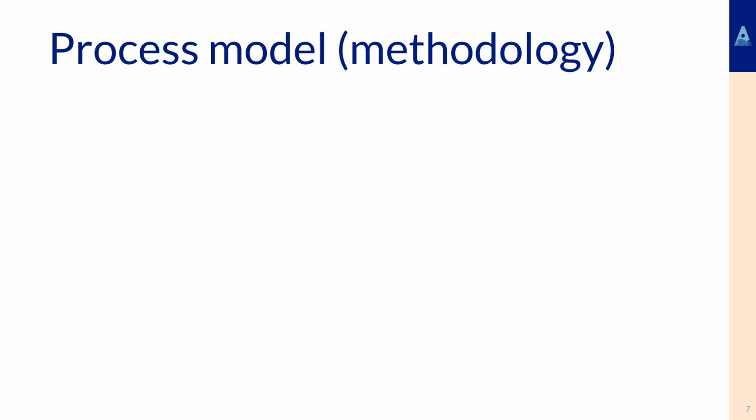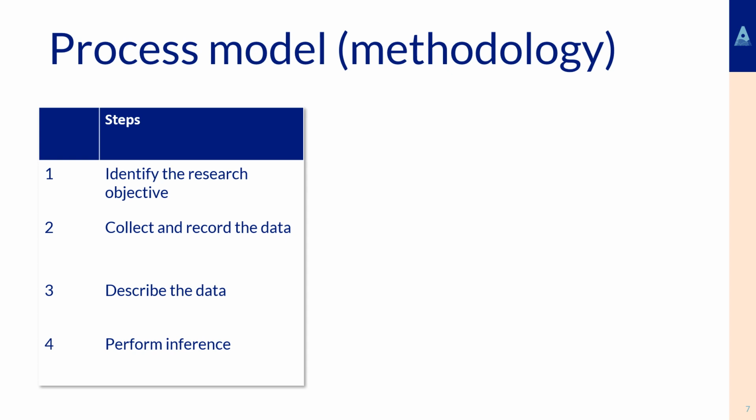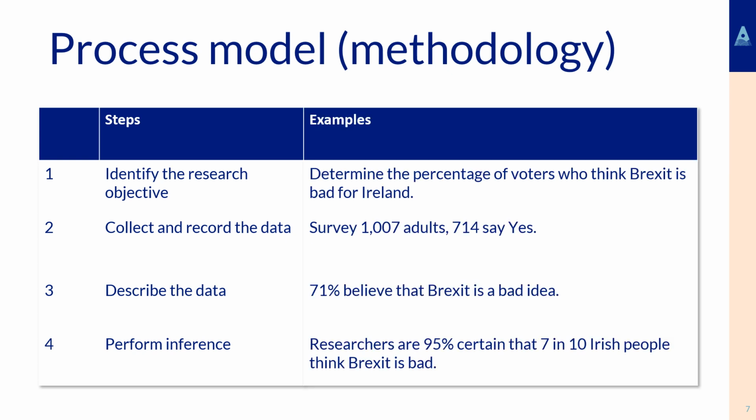Statistics involves a standard methodology or process model. There are 4 steps. The first step is to identify the research objective. Step 2 is to collect and record the data. Step 3 is to describe the data. And step 4 is to perform inference. For each step, we can present examples.